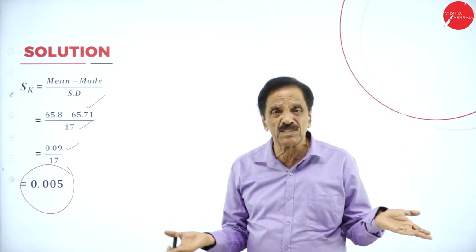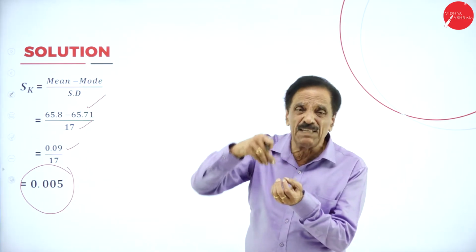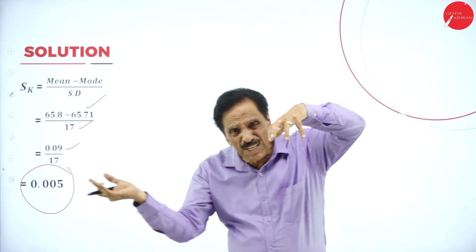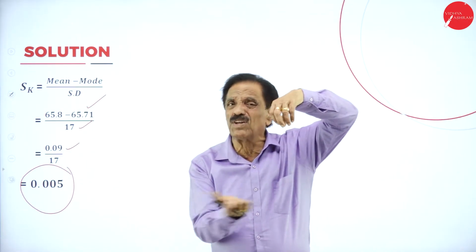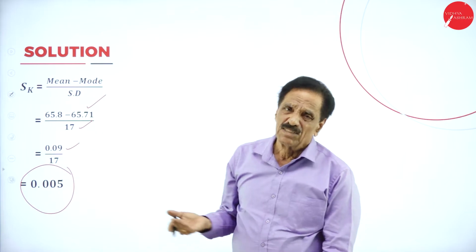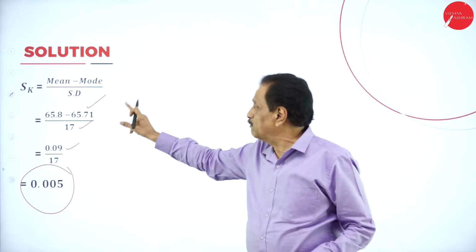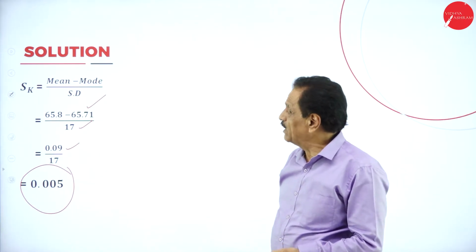What is Pearson skewness? When data is not symmetrical, not at all uniform, we say it has skewness. The formula is mean minus mode divided by standard deviation.